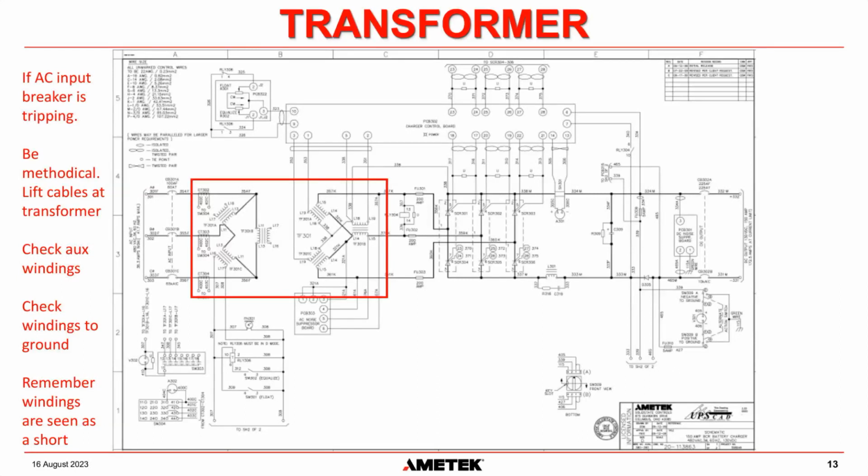And then at that point, you have to check the auxiliary windings, and you have to check the windings to ground. Now, remember, you can't check the windings themselves for a short, because a winding is just a coil of wire and it will show up as a short itself. Most faults are caused by a winding shorting down to ground. Just bear in mind whenever you're testing a transformer that if you go phase to phase, even with the power off, you're going to get pretty much a dead short.